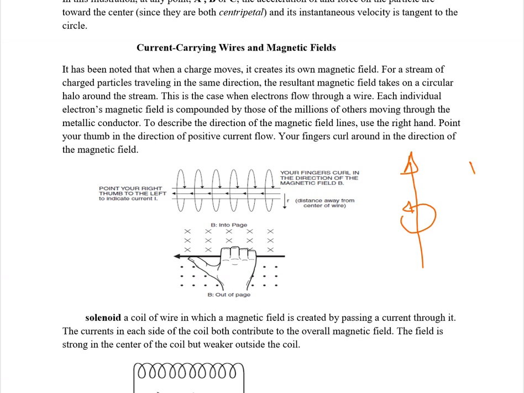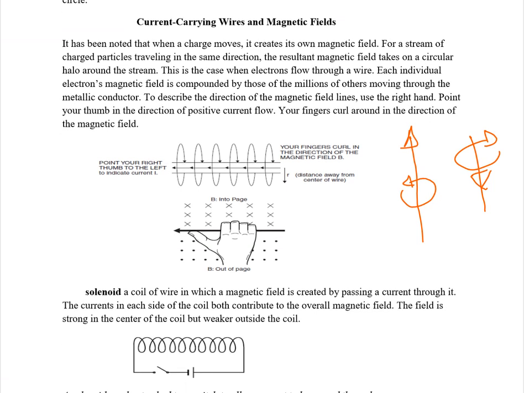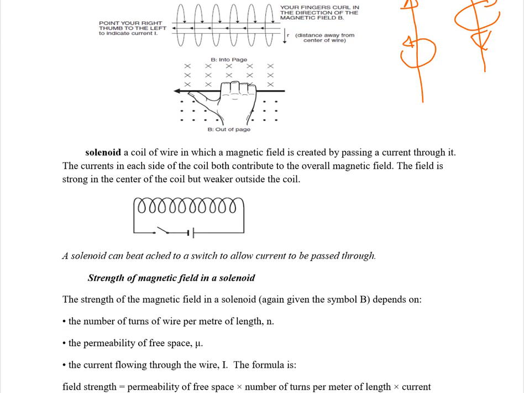This one is the direction of the magnetic field. If the current is moving down, our thumb shows the direction of the current, and the way our fingers are curling is the direction of what? The magnetic field. Therefore, by using this technique, by using the right hand rule, we can determine the direction of the magnetic field. The other thing is solenoid.